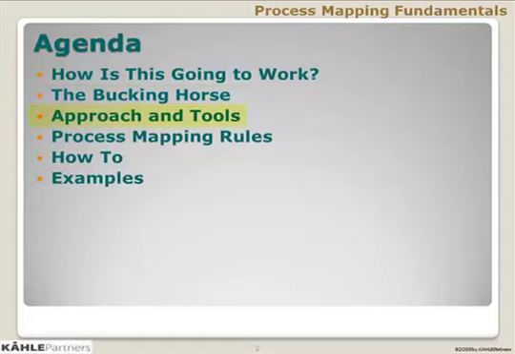Next, in Approach and Tools, we'll set forth Kale Partners' recommended approach to mapping processes and provide a high-level discussion of the pros and cons of various tools you could use for mapping processes. Next, we'll then look at 5 simple rules for flowcharting your processes, and then we'll close by walking through Kale Partners' recommended process for how you should apply our approach and rules to actually mapping your processes. This will be followed by a quick look at a couple of examples. So, let's take a look at our first agenda item. How is this going to work?